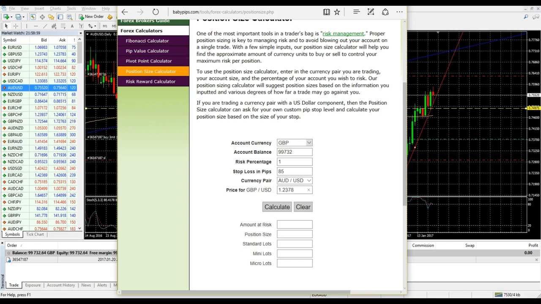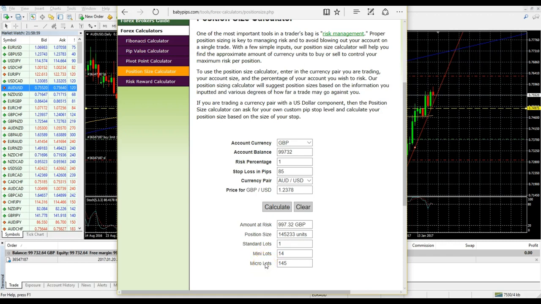Once we've done that, we click calculate. This is telling us how much we risk. So we're risking £997.32, which is within our 1% risk. It also gives the position size we need to trade so that we stay within that if our stop loss gets hit. So it's 145,223 units, or one standard lot, 14 mini lots, and 145 micro lots.